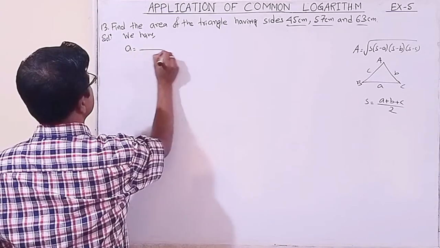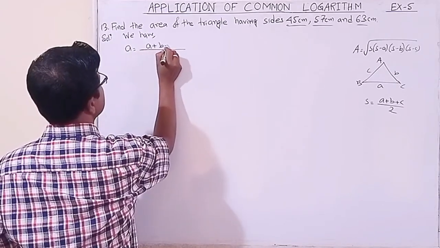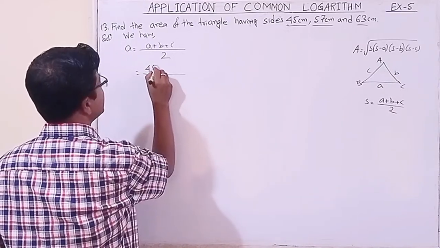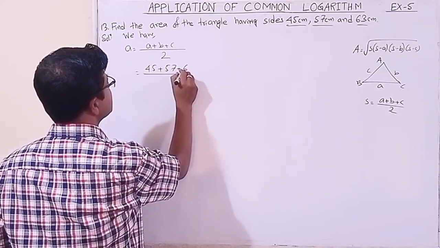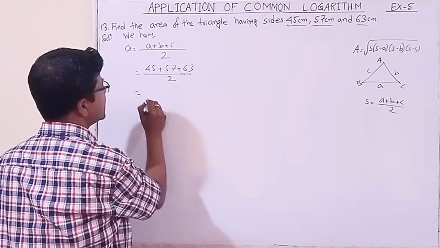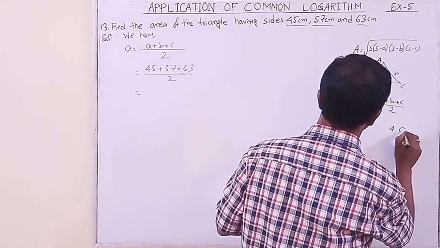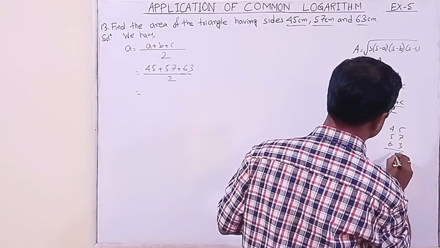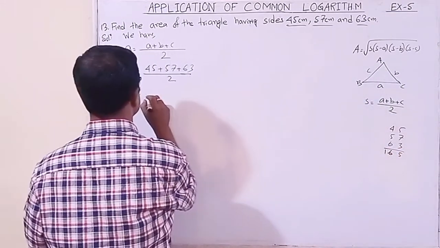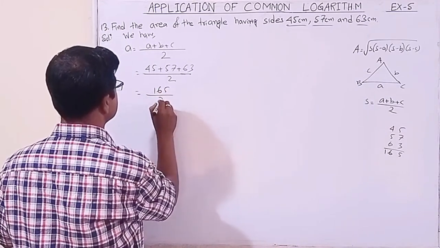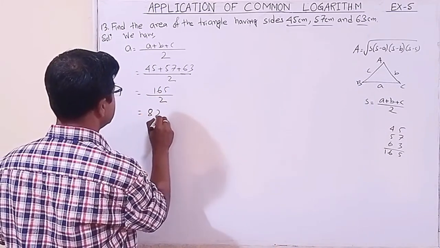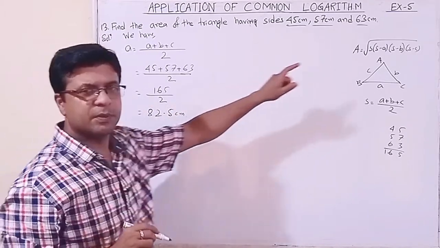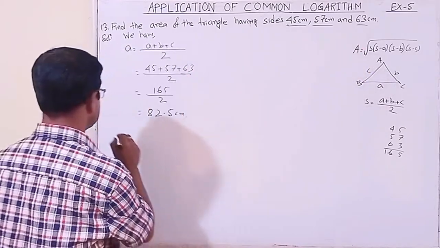So we have s equal to a plus b plus c divided by 2. How much will it be? This is 45, 57, 63 divided by 2. Let us add 45, 57, 63. That is 165. Okay, 165 divided by 2 is 82.5 centimeter. Now by Heron's formula, let us use this formula.